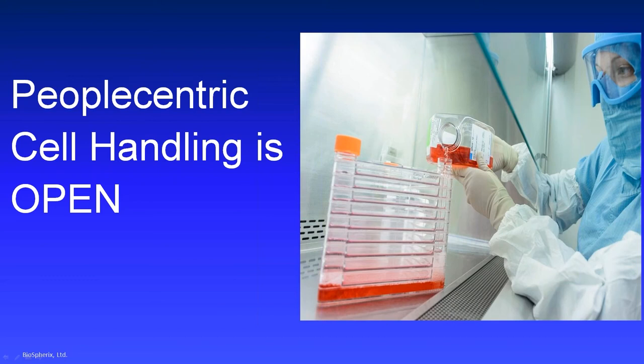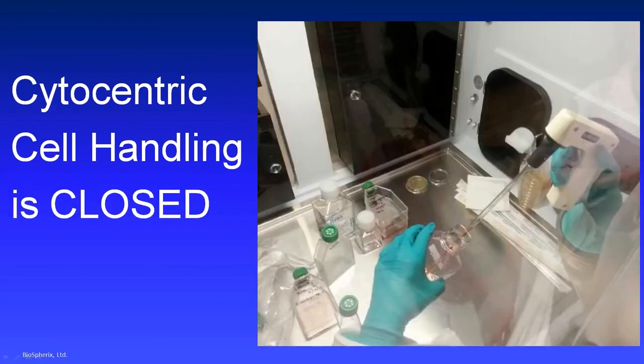We call these suboptimal transients, and in traditional room air culture, cells are exposed to them all the time. For cytocentric cell handling, you have a closed cell processing space. So you have tanked filtered gases, physiologic oxygen, constant CO2. You have 37 degrees atmosphere. You can have 37-degree floor. The cells are never out of optimum.